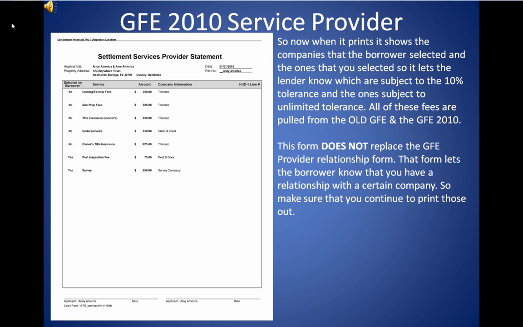When the 2010 service provider prints out, it lets the lender know which tolerances you will have on which fees that are required for the borrower to do the loan. Keep in mind though, if you have a relationship with another company, either a surveyor, pest inspection company, or a title company, you should use that as the default company. So if the borrower even had randomly selected that company, you don't get in trouble with the lenders.